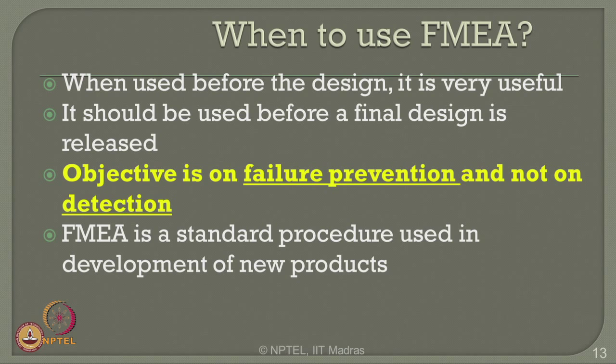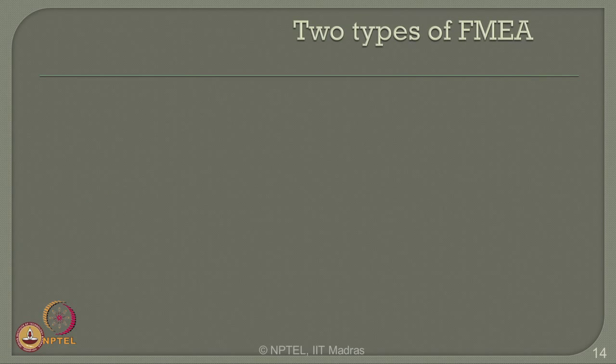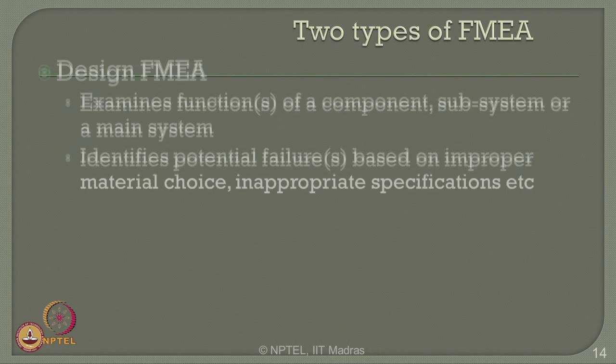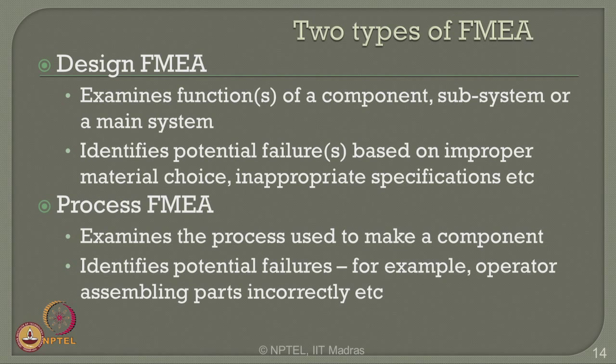FMEA is considered a standard procedure used in the development of new products. Therefore, it is very useful for the design and development of new products before they are launched in a commercial market. There are two types of FMEA which the literature governs: one is called design FMEA, the other is called process FMEA.